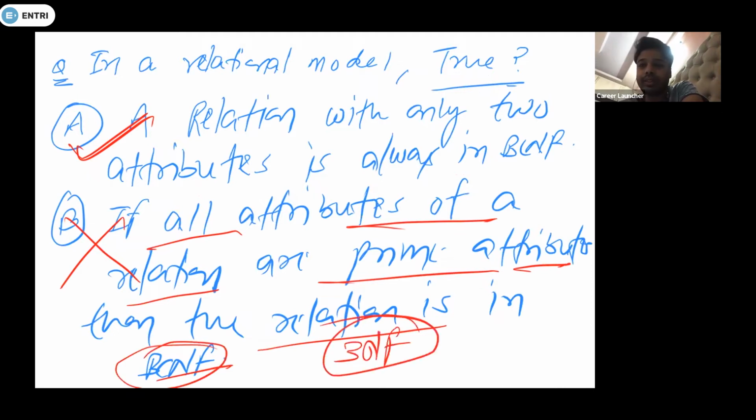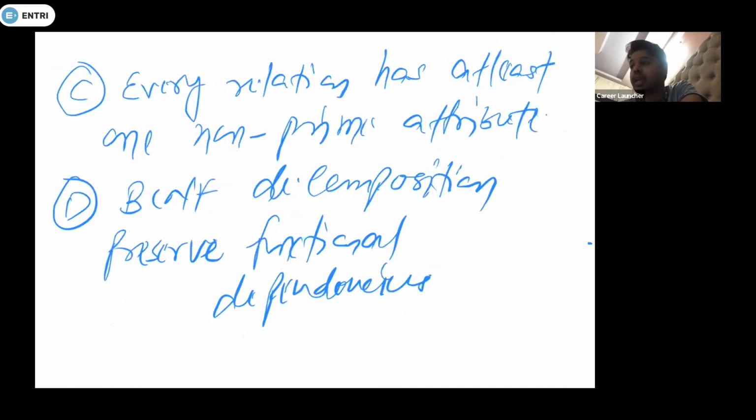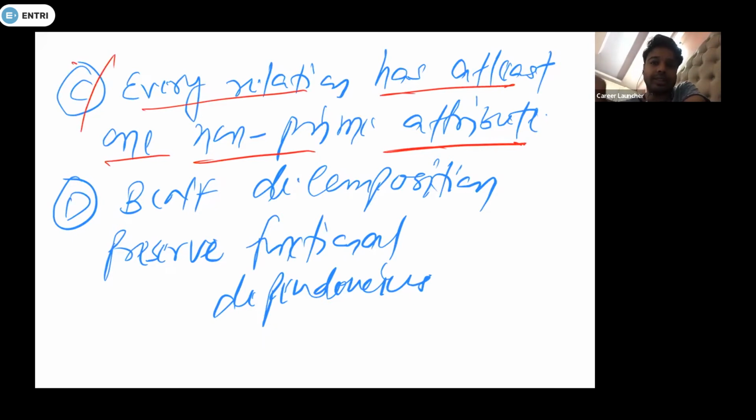Okay. Next one is: every relation has at least one non-prime attribute. This is not necessary. It is not mandatory to have at least one non-prime attribute in the RDBMS level. And D is: BCNF decomposition preserves functional dependency. Not necessary. Not every relation can be decomposed into BCNF with dependency preserving. So option A is the correct one.